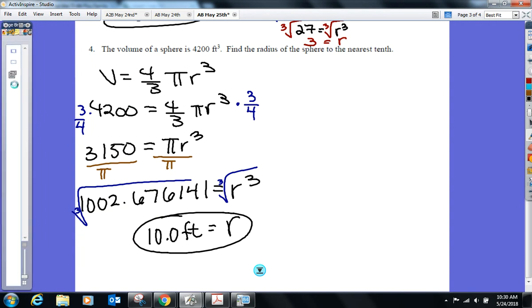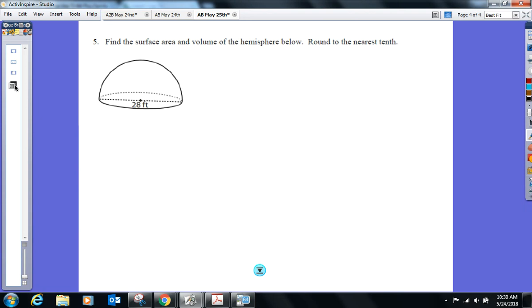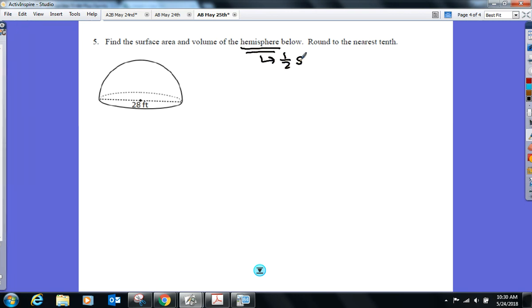All right, our final one, number 5. This one's a little different. I saved it for last on purpose. All right, find the surface area of the hemisphere. All right, that's a half sphere. And I do not want you to get into the mindset right now of, oh, I'm just going to take my surface area, 4 pi r squared, and I'll just cut it in half. No, it's much more than that.